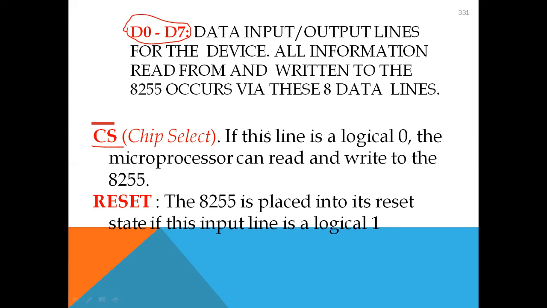Chip select: here this is logical 0. Here the bar is there, so 0 bar means it is 1. 1 means the microprocessor can read or write the data; that means enable. Otherwise, it is disabled. Reset: the 8255 is placed into its reset state if the input line is logical 1. Logical 0 means chip select, and logical 1 means reset mode. Whether it is enabled or disabled depends on the chip select.